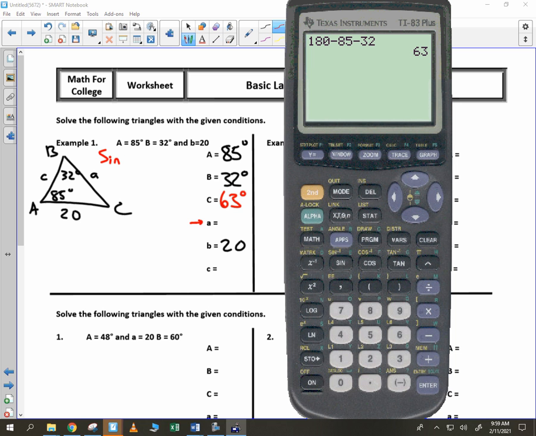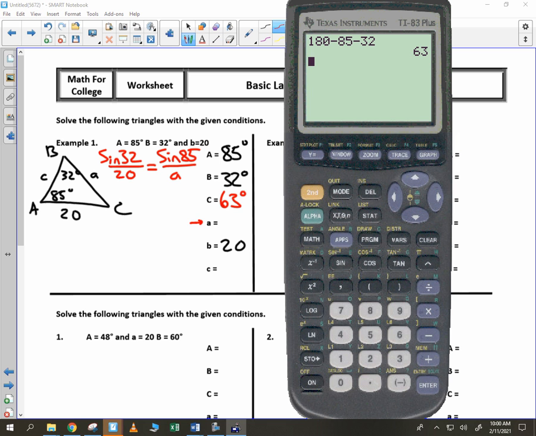Sine of 32 divided by 20 is equal to, and then Jonathan said he would like to find side A. So therefore I do the sine of what? I have to choose 85. I have to choose angle A. Sine of 85 divided by side A.